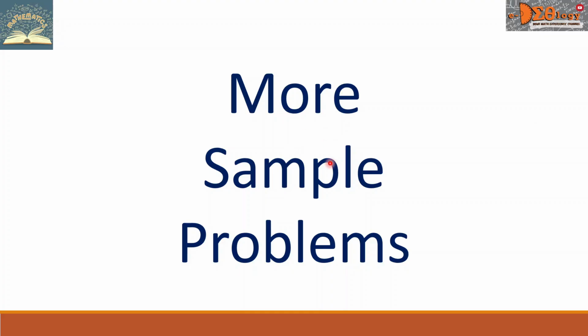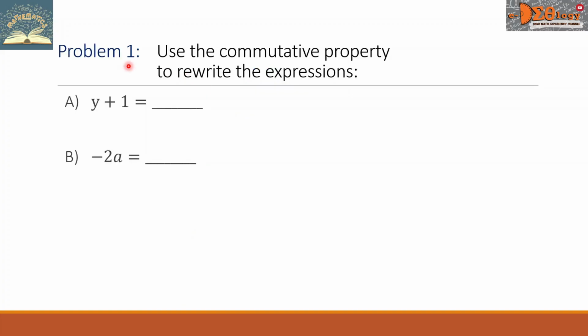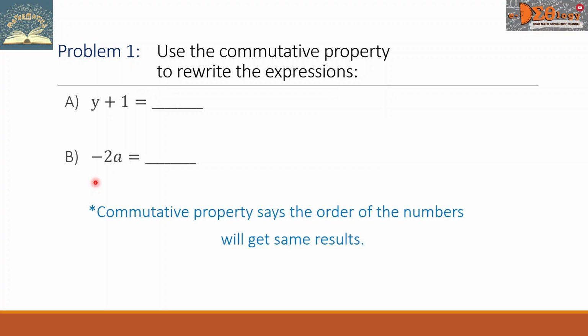Let us have more sample problems. Problem 1. Use the commutative property to rewrite the expressions. We have here two expressions. We know that commutative property says the order of the numbers will get the same results. For expression A, y plus 1. So this is equal to 1 plus y.